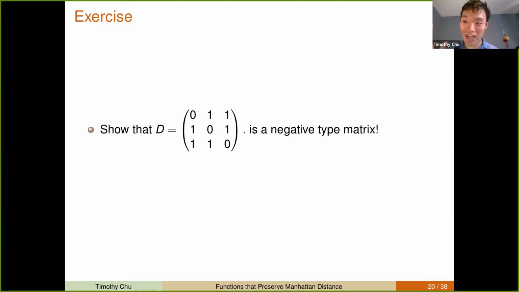For those of you who are bored, I apologize. We'll be getting to the interesting stuff very soon. But I did want to make sure people who haven't seen this before are equipped with the necessary background. Feel free to think about this a bit. Maybe you're bored. If you're bored, you can try to think of other negative type matrices. Explore the space a little bit.